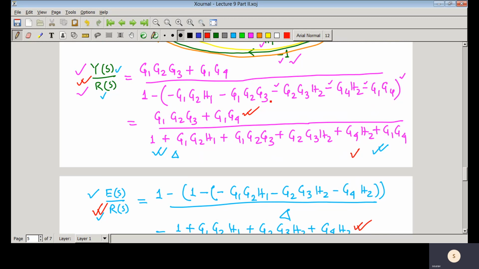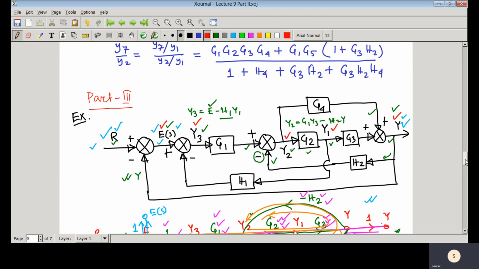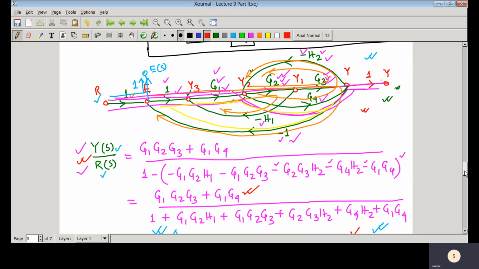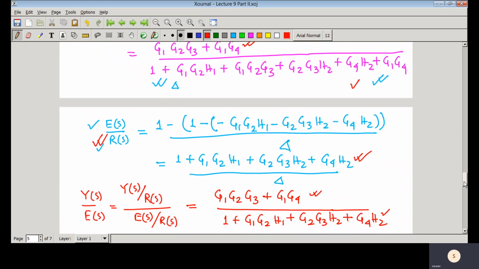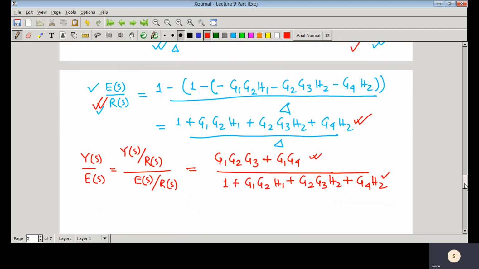plus G4, H2. So this term is this one, and this one is this one. So from this example, what we have seen is that whenever you have a closed loop control system represented in block diagram form, you can get it in signal flow graph framework, and then directly apply Mason's formula. Here I have shown how to apply Mason's formula to find the transfer function between two variables. If one node is inside the signal flow graph, how to find it we have discussed in detail.